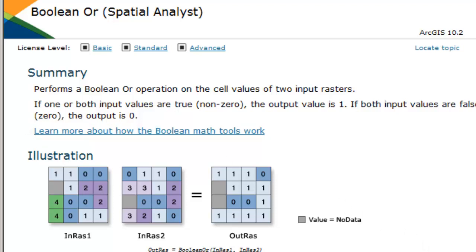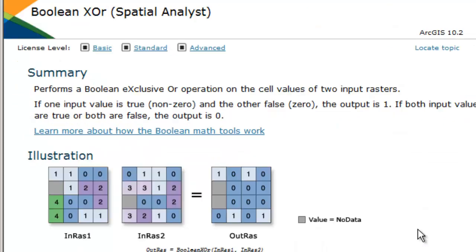And let's take a look at one last one, and that is the XOR operation. So this is a Boolean exclusive OR. So here, if one input value is true and the other is false, the output is 1. If both input values are true or if both are false, the output is 0. So this is an exclusive OR.